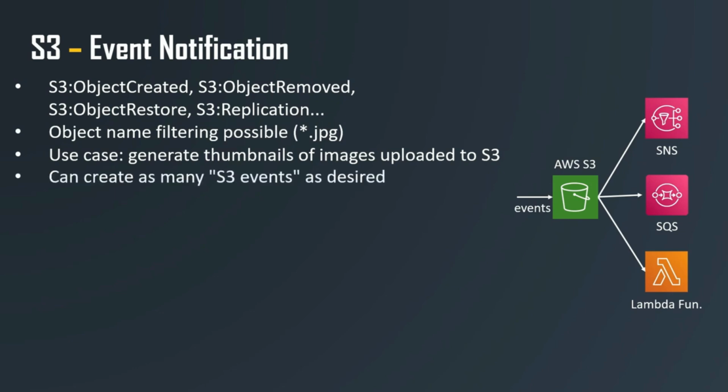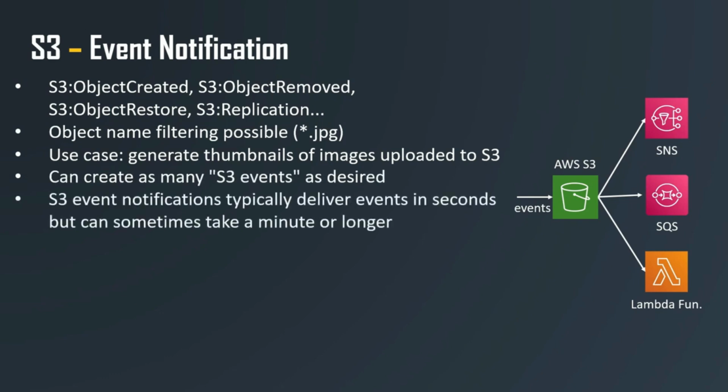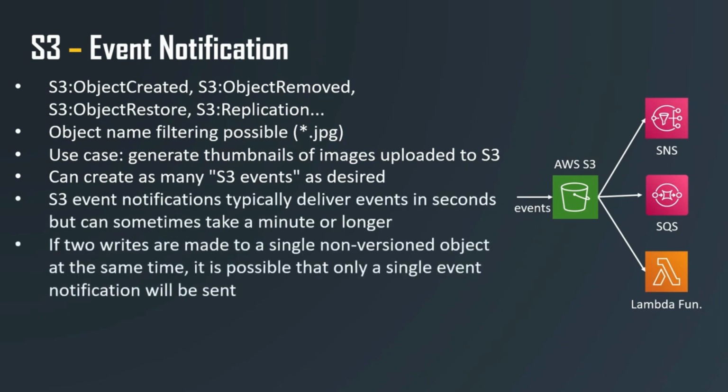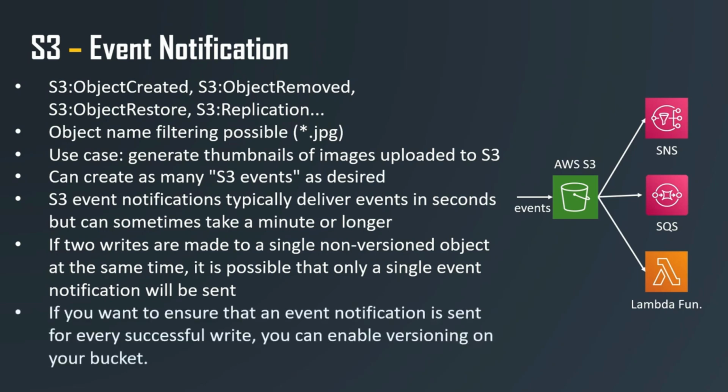You can create as many S3 events as desired, and most of the time they will be delivered in seconds, but sometimes it can take a minute or longer. There is a small caveat, which is that if you want to make sure every single event notification is delivered, you need to enable versioning on your bucket. This is what these two very long lines of text are saying, and this comes from the documentation. So let's go ahead in the console to see how we can set up a very simple S3 event notification.